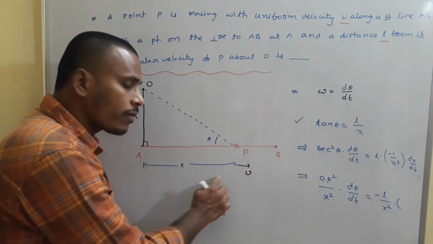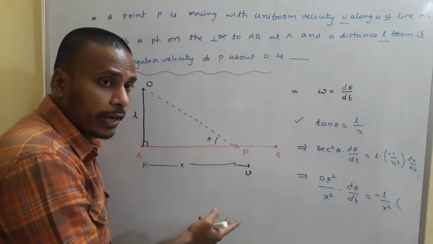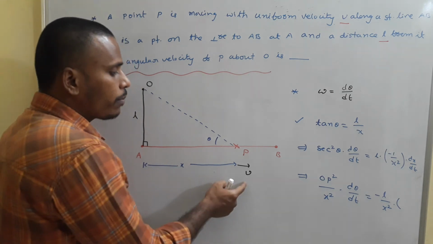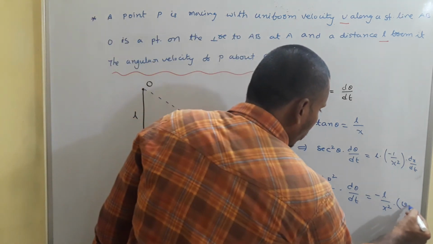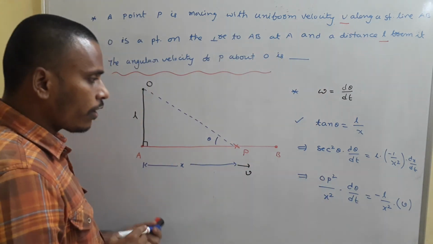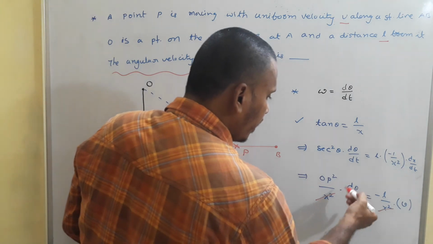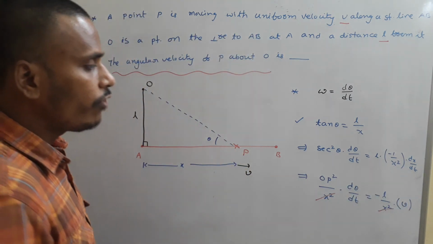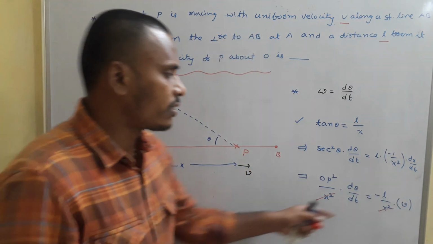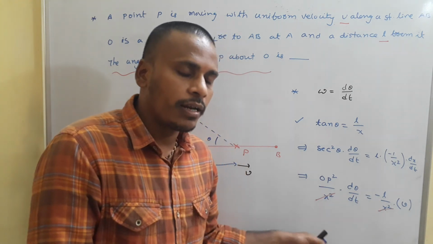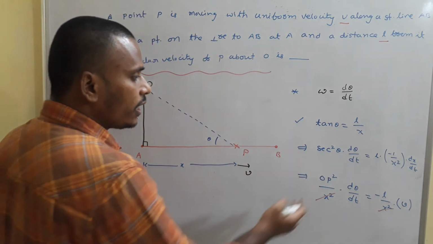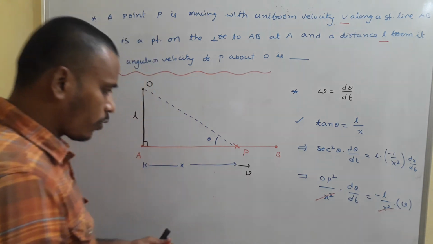Dx by dt means change in X with respect to time, and that is nothing but the given velocity V. After we cancel out X square, d theta by dt is LV by OP square. You can neglect the sign: minus indicates decrement and plus indicates increment. That's it, d theta by dt is LV by OP square.